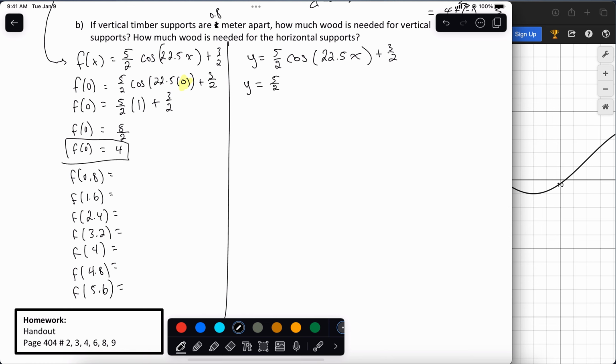So I'm actually going to get y is equal to 5 over 2. Oh, actually, you know what? Let's be smart about this. If I took the whole equation and multiplied it by 2, I would get rid of the fractions. But if I do it on the right, I also have to do it on the left. And so what I'm going to get is 2y has to equal 5 cosine 22 and a half x plus 3. From here I can go 2y minus 3 has to equal 5 cosine 22 and a half x.